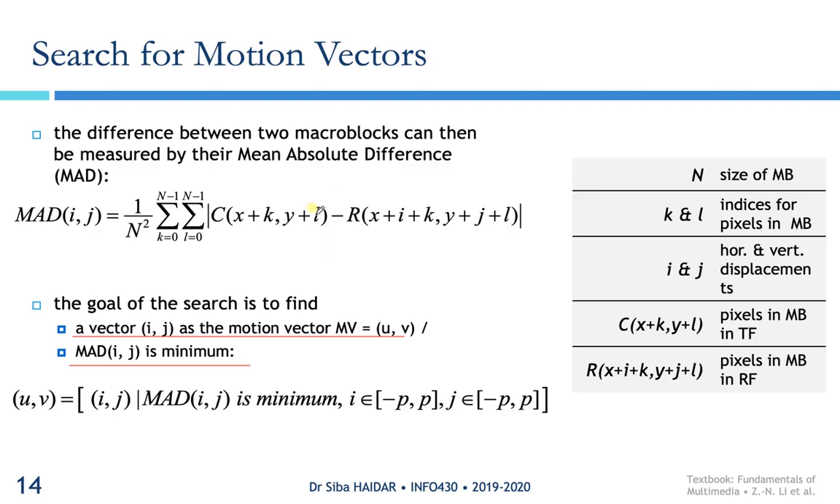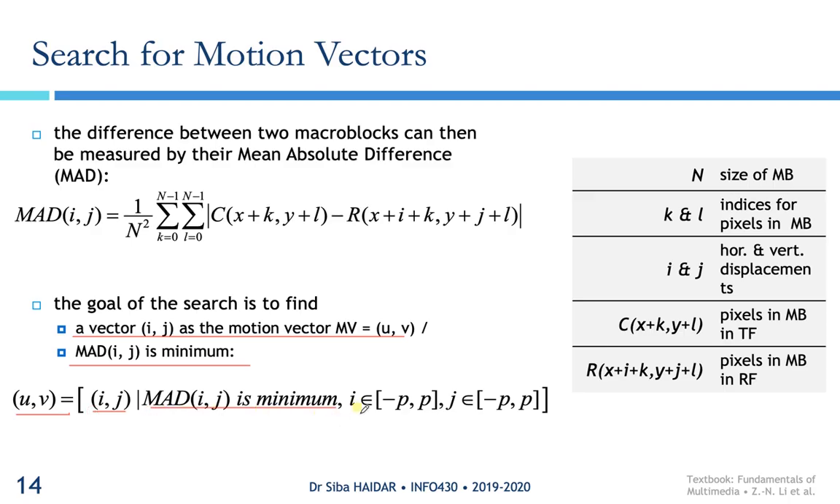vector ij that gives me the minimum MAD. So for each candidate macro block I am searching in the window, for each candidate macro block I will calculate MAD. Which is the macro block that I will say this is it? The one that will give me the minimum MAD. So I will use it, it will be of coordinate ij. So the UV, the motion vector's coordinates, are the ij's that gave me the minimum MAD simply.